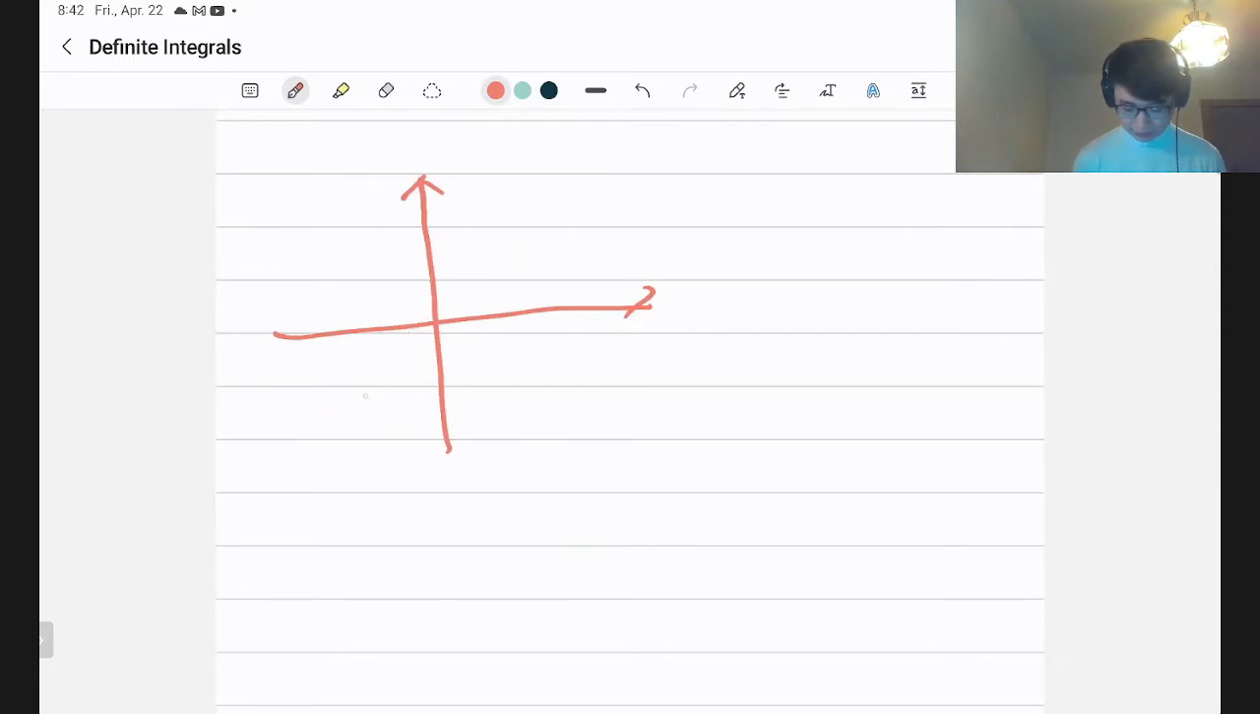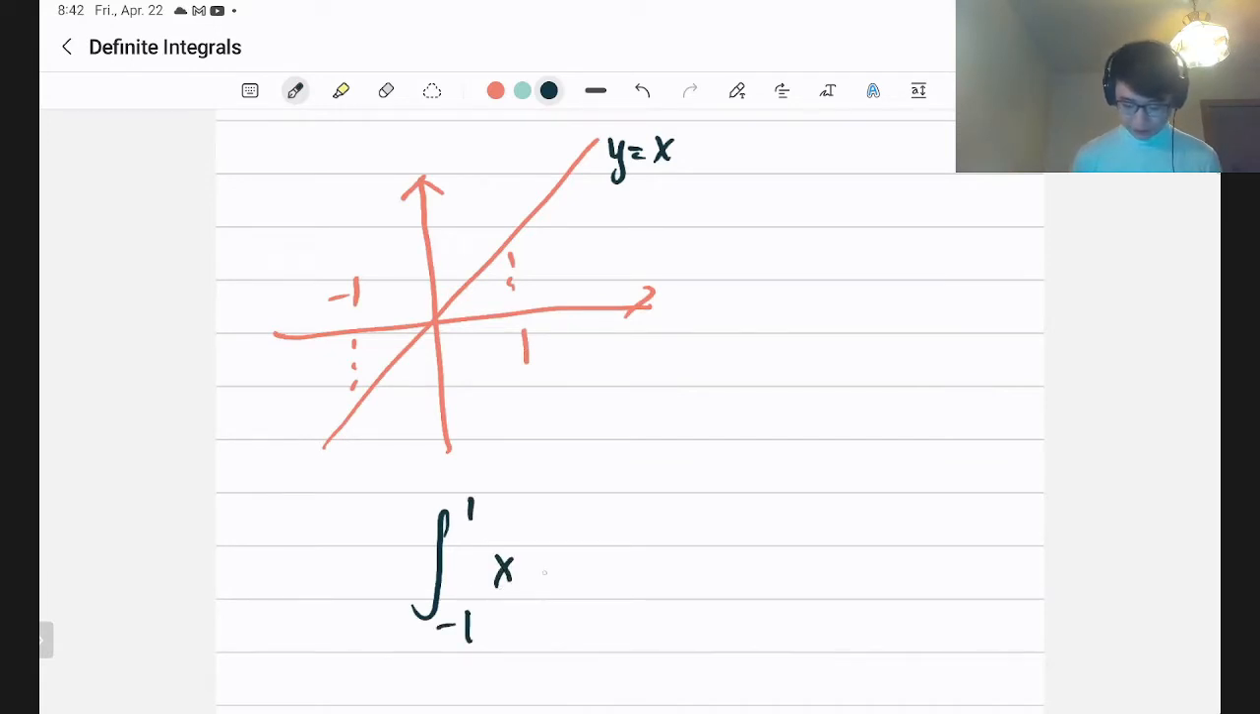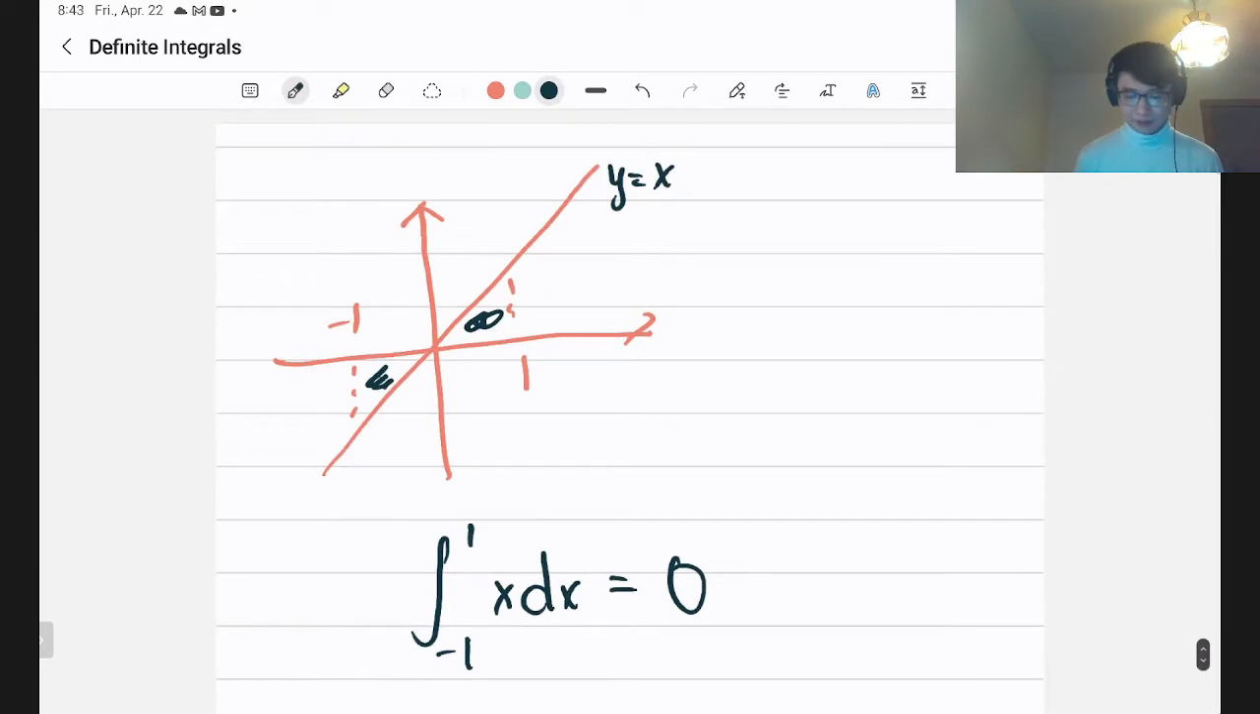Oh no, not like this one. So I'm evaluating from -1 to 1, right? If I want to integrate this function, y equals x, from -1 to 1, then for sure I get 0. Why is that? It's because the negative side of the area is equal to the positive side of the area.